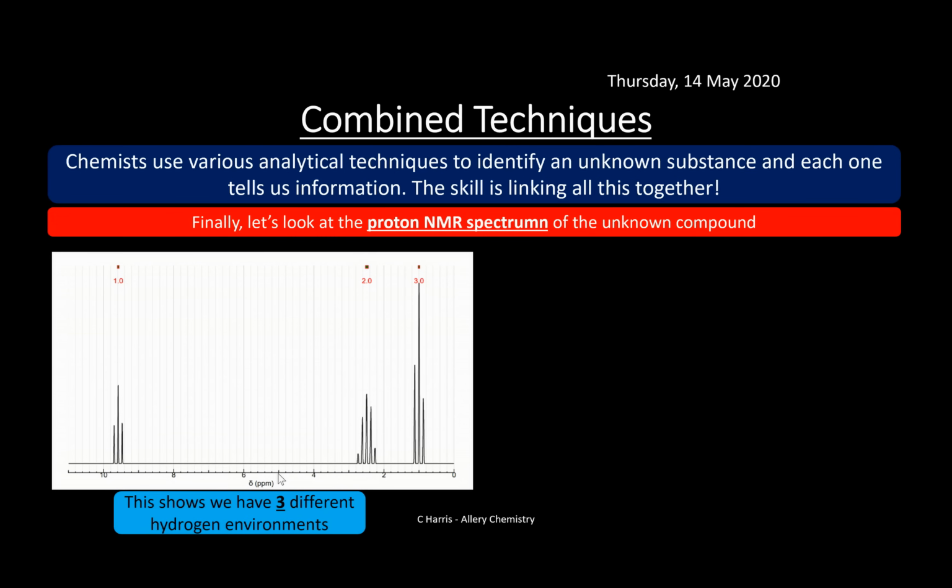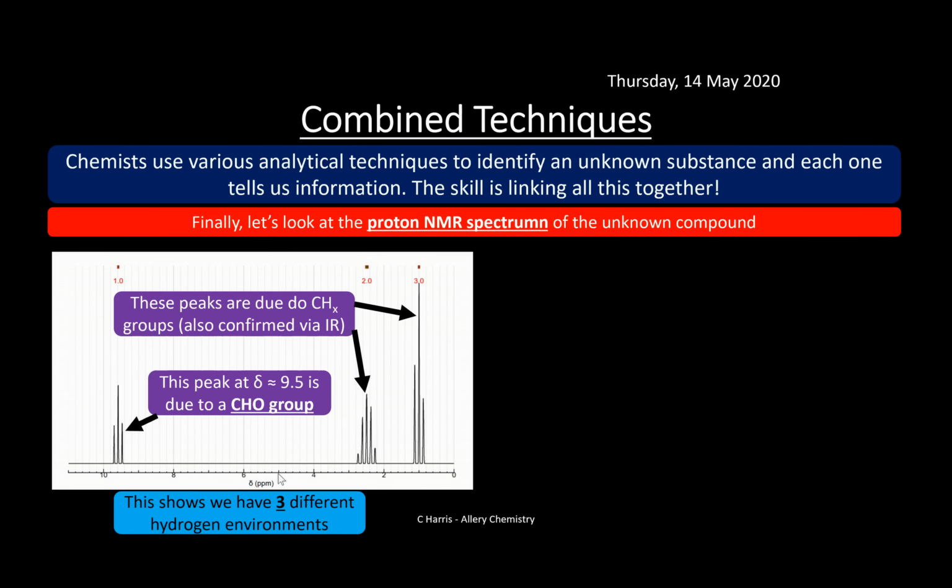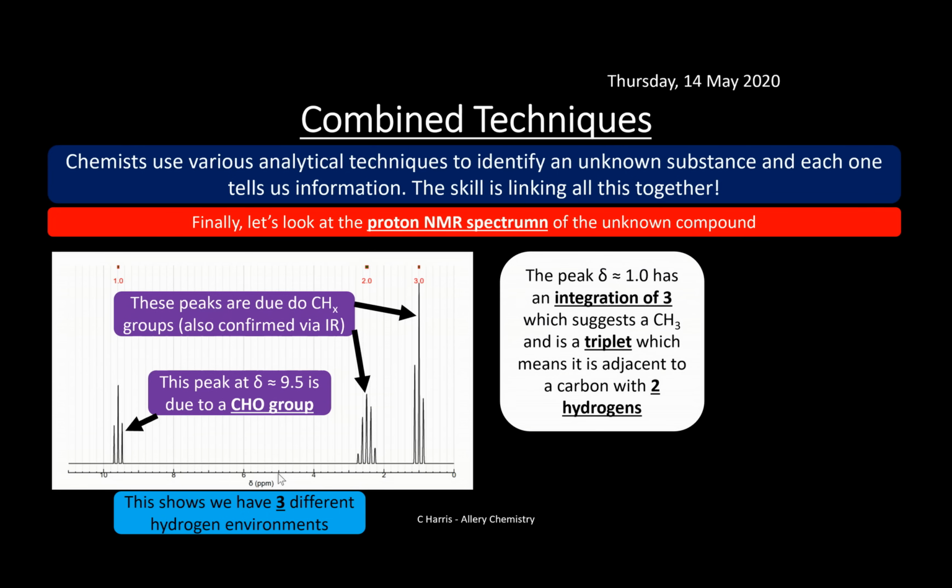So let's see what we've got. 3 different hydrogen environments, so we know that's the structure of this. And so we know we've got a peak at 9.5, and this is due to a CHO group, so that's good because we identified that as a possibility for mass spectrometry. There's also peaks due to CHX group as well, and so these are confirmed via infrared, so we know we have CH groups in there definitely because the infrared spectrum showed us that.